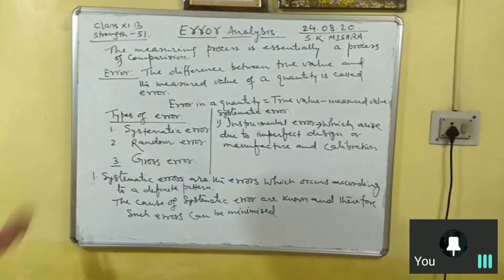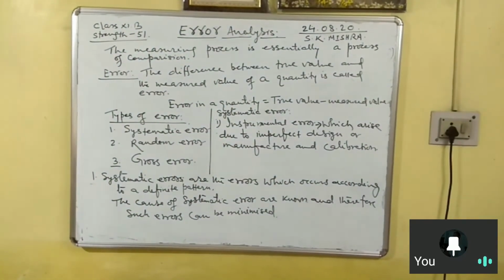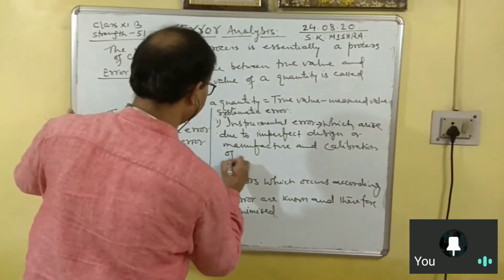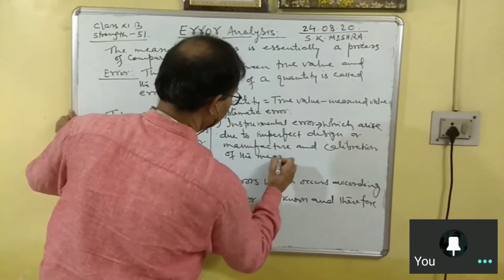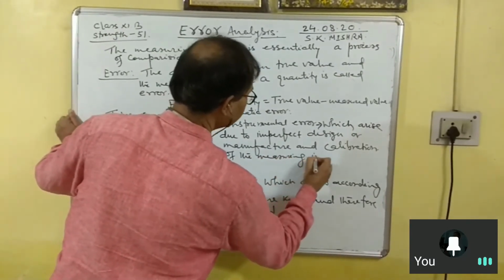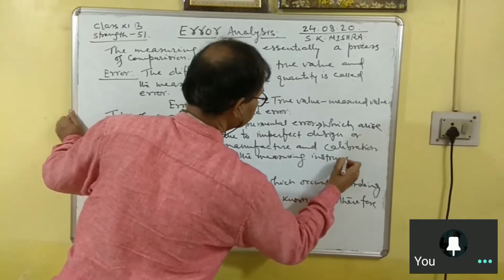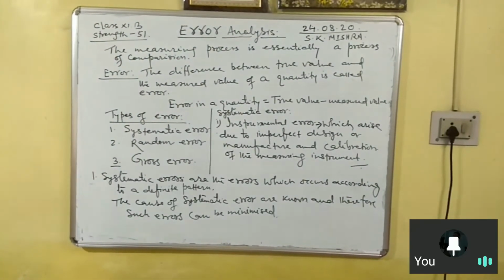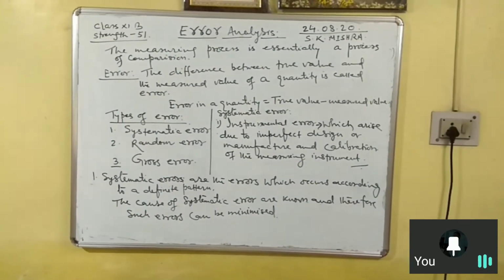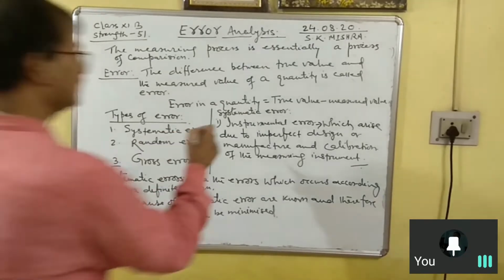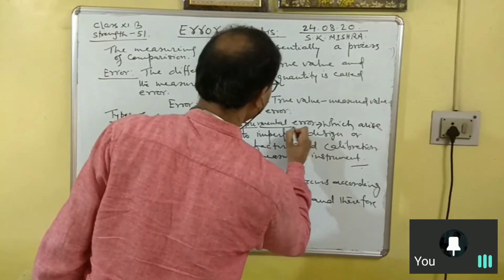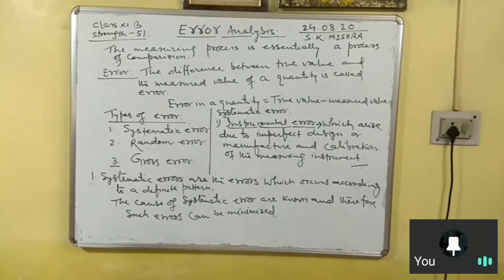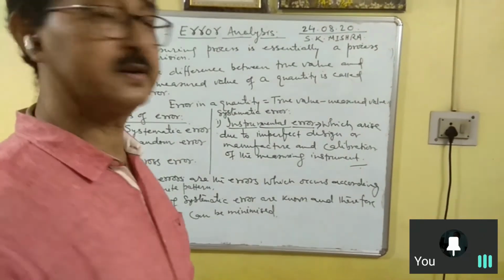So this is the reason of instrumental error, and calibration of the measuring instrument. This is part of systematic error. Systematic error is further divided into 5 parts. One of the parts is instrumental error, because of faulty construction of the instrument, faulty calibration of the instrument, faulty manufacture of the instrument, this error arises.